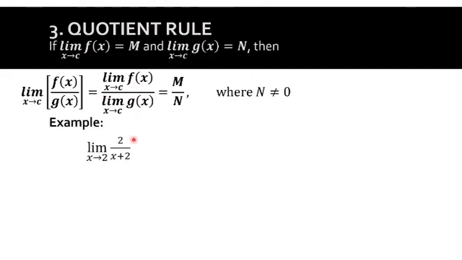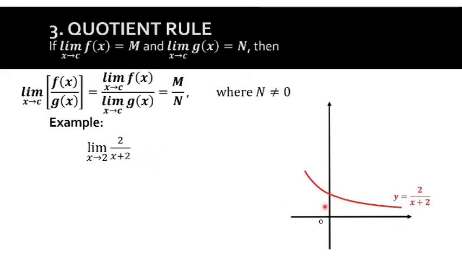Example, find the limit of 2 over x plus 2 as x approaches 2. The function is a hyperbola symmetric about a certain point. Getting just part of the function y is equal to 2 over x plus 2 close to the origin and x is equal to 2, we have this one. And we were going to find the limit as x approaches 2.